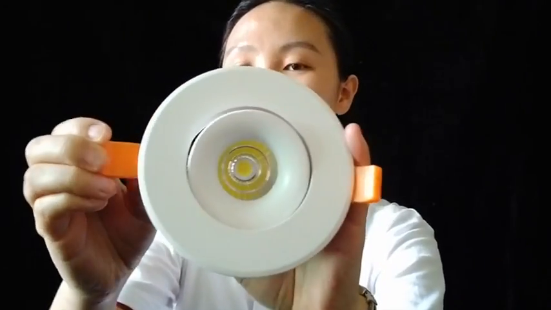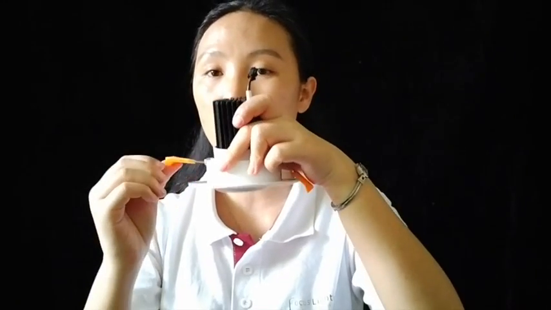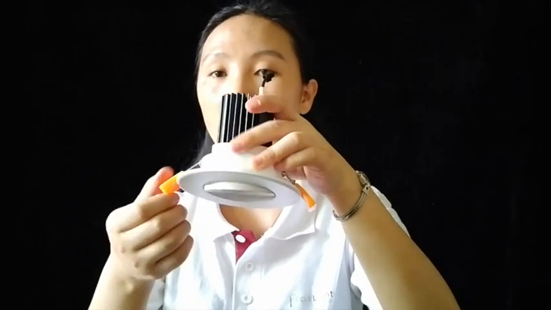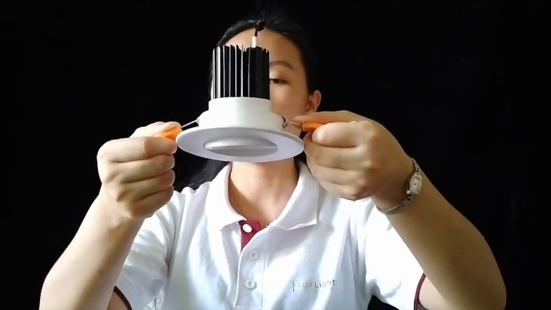And here is the springs. Please do not ignore these tiny accessories, LED spring, because if the spring is not strong, they cannot fix the LED downlight very well.